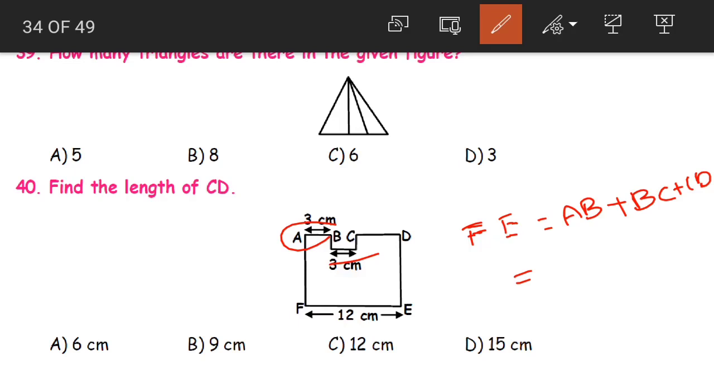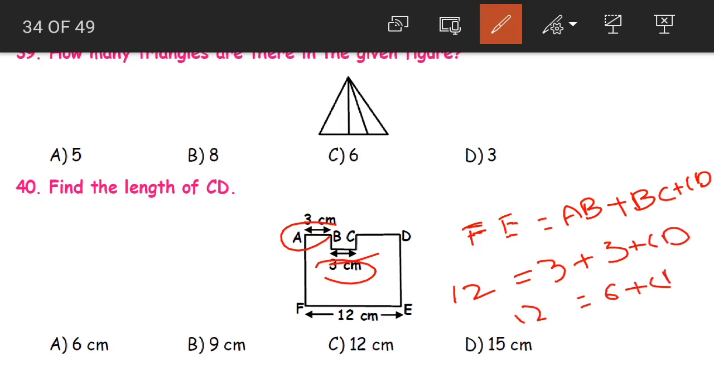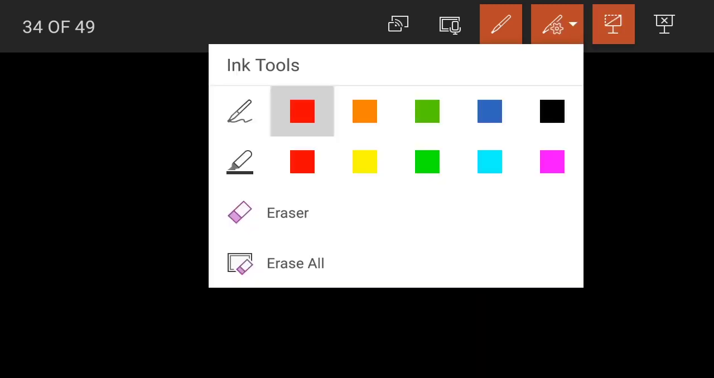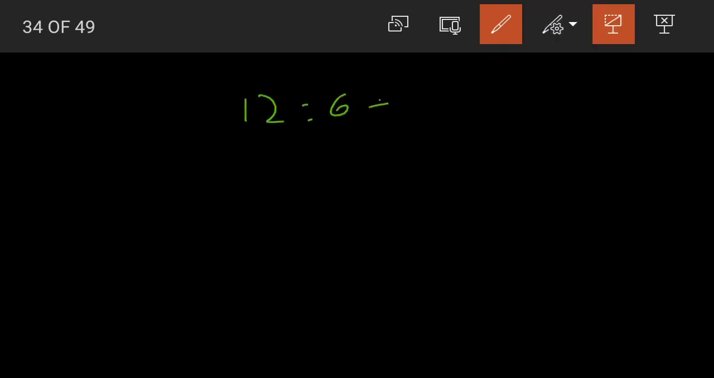Now, here we know that FE is equal to 12 centimeters. Now, AB is equal to 3. BC is also equal to 3. We do not know the length of CD. So, 12 is equal to 3 plus 3, 6 plus CD. So, CD will be equal to how much children? 12 minus 6 centimeters. See, 12 is equal to 6 plus CD.